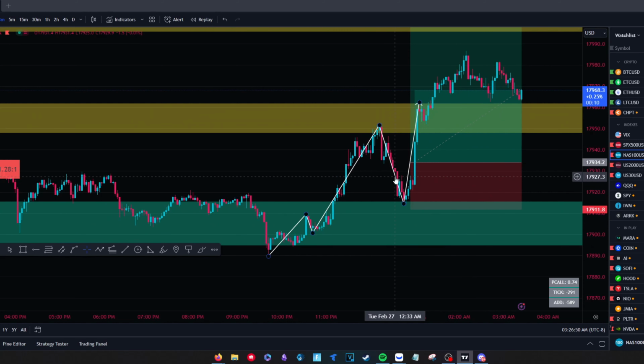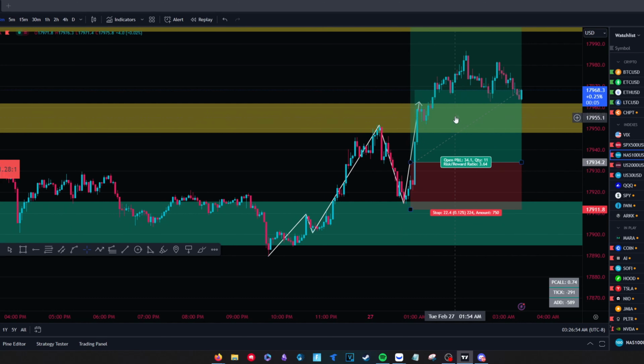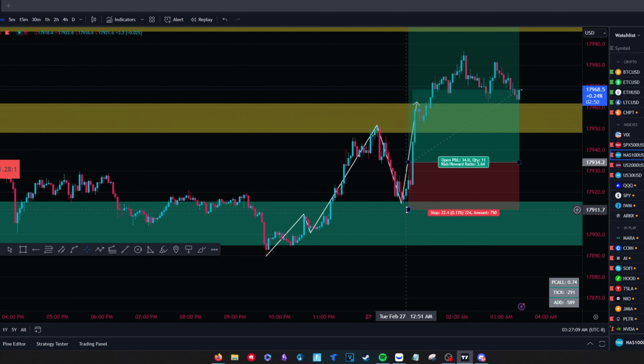And if it's not, the probability of that happening is less than the probability of this happening. So if this low ends up getting broken, we're gonna exit that trade, right? This would be a decent entry spot. This would be your stop loss.